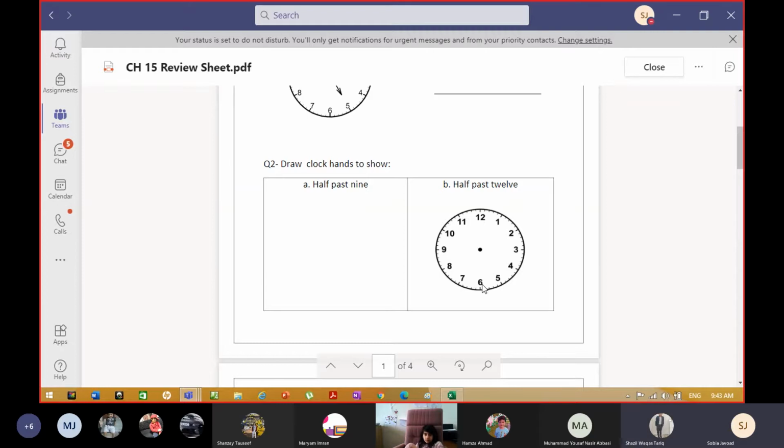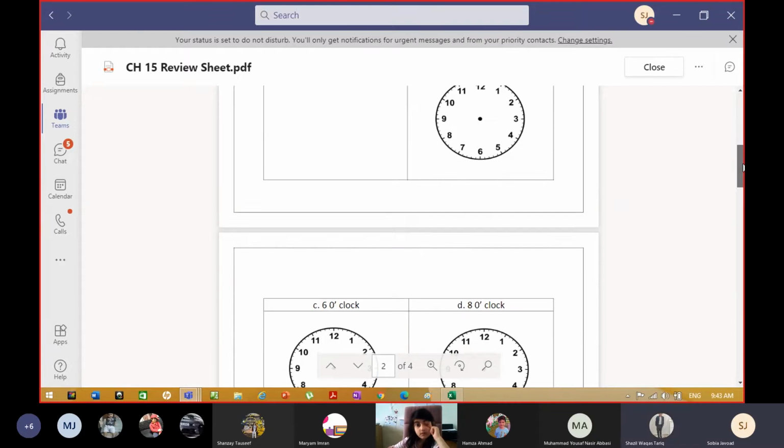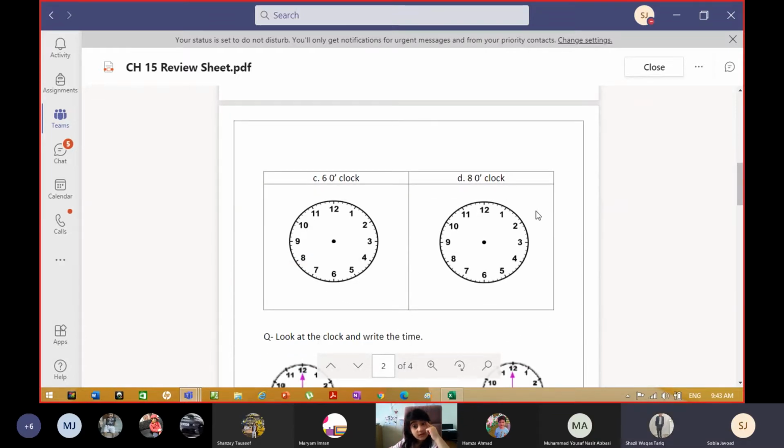If I asked you to tell the time 2:30, where should the hour hand, the short hand, be? Yes, Insha. Between 2 and 3. And where should the minute hand be? Minute hand should be on 6. So that we will say that it's 2:30. All right. Now 6 o'clock.